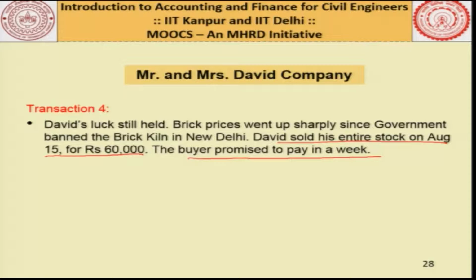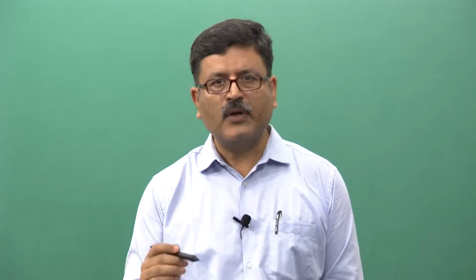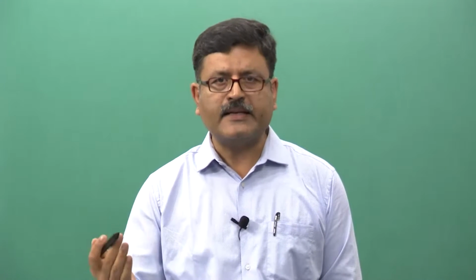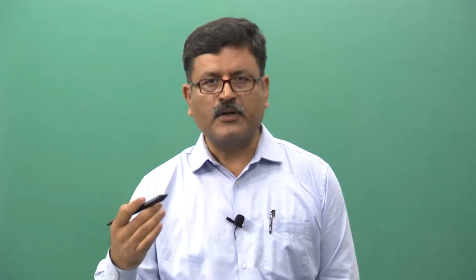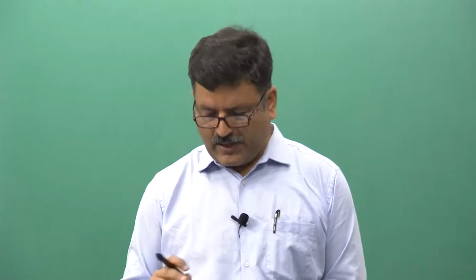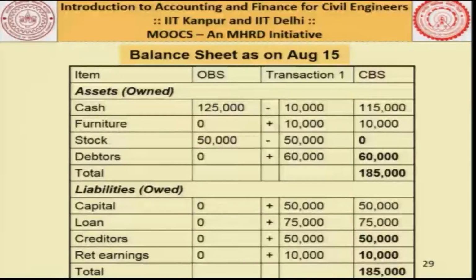Now what will happen? You have an entity called debtor. Who are your debtors? Debtors are the entities to whom you have provided some services or sold some goods, but they have not yet paid you. So they are the company's assets, because today or tomorrow they are going to pay you. So what I will show in the assets column is like this. I have debtors, it was 0 earlier, I added 60,000 here.